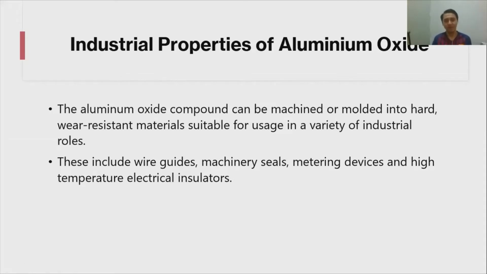Industrial properties of aluminum oxide. Firstly, the aluminum oxide compound can be machined or molded into hard, wear-resistant materials suitable for usage in a variety of industrial roles. These include wire guides, machinery seals, metering devices, and high-temperature electrical insulators. The chemical and mechanical properties of aluminum oxide will be presented by Adriana Batisha.